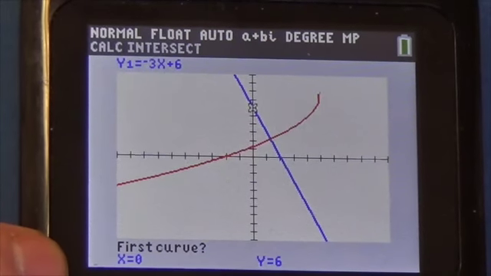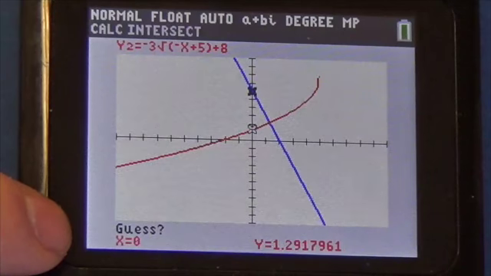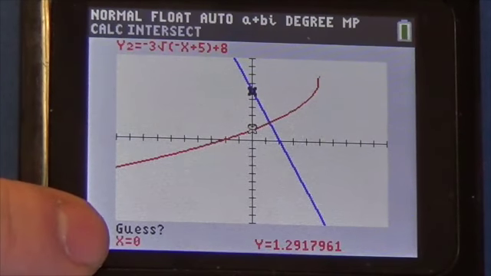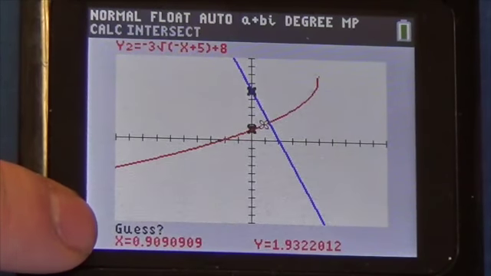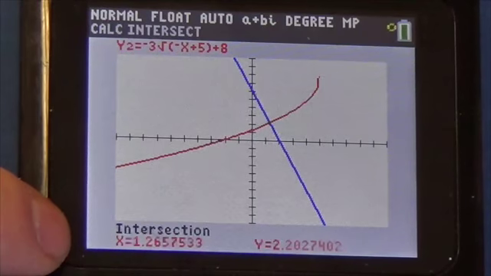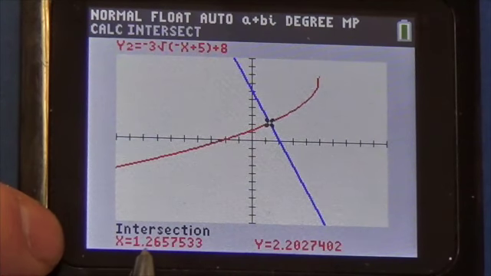Calculator asks, am I on the first curve? Yeah. Did I jump to the second curve? Uh-huh. And is it okay if I guess x equals 0? Now you can change the guess by moving that around there. It doesn't really matter though. As long as you're relatively close to that point of intersection, whatever guess you get is okay. And I'm getting, rounded to the nearest hundredth, 1.27.